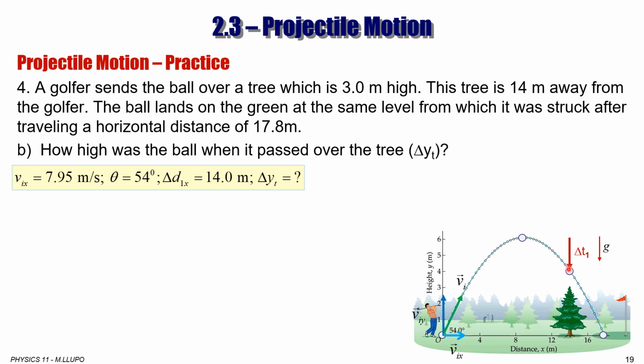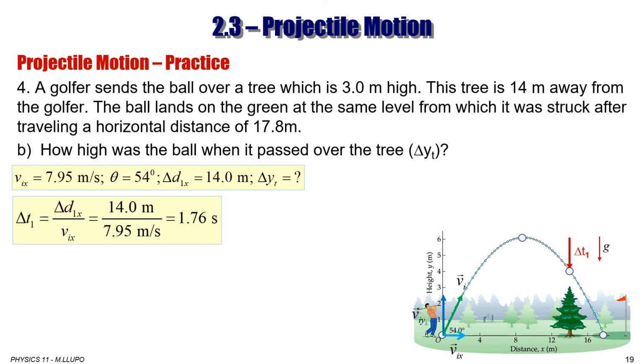So in order to find that height, you need the time when the ball arrives here. But the horizontal displacement makes it easier to find the time because it's constant motion. So we know the position of the tree. We know the x component of initial velocity. We can find time. So time is equal to delta d1 x divided by V initial x. 14 divided by 7.95 will give you 1.76.